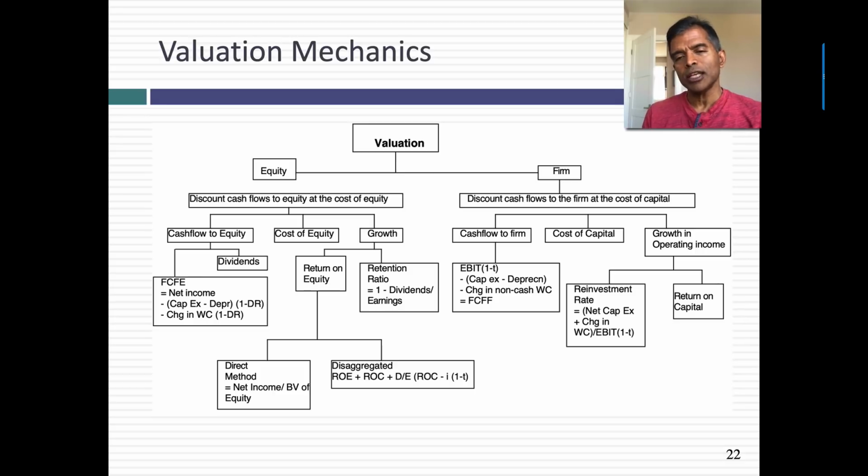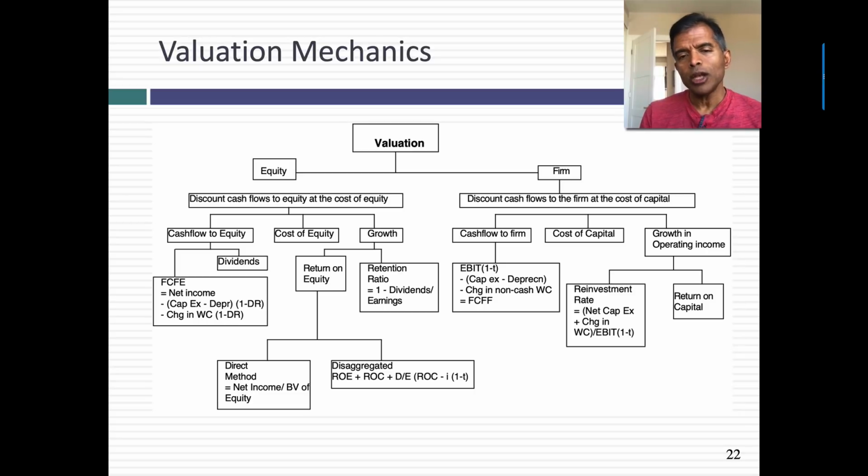Again, repeating what I said when I did the project analysis, when you sit down to do valuation, you first have to decide whether you want to value the equity in the firm or the entire firm. If you're valuing equity, you can discount cash flows to equity, or more strictly, if you're just given dividends, discount dividends at the cost of equity. And that cash flow to equity will grow over time at how much you retain, your retention ratio, which is 1 minus the payout ratio times your return on equity.